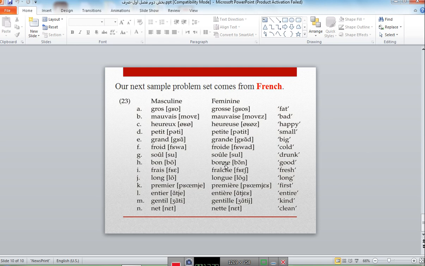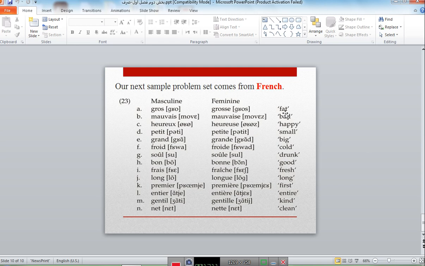Okay, you see, this is the masculine adjective, this is the feminine, and this is the English translation. As with the Mexican set, you should limit yourself to the data provided, although some of you may know French. One way to begin is to see whether there is a single morpheme, which may or may not have allomorphs, that signals the difference between masculine and feminine.